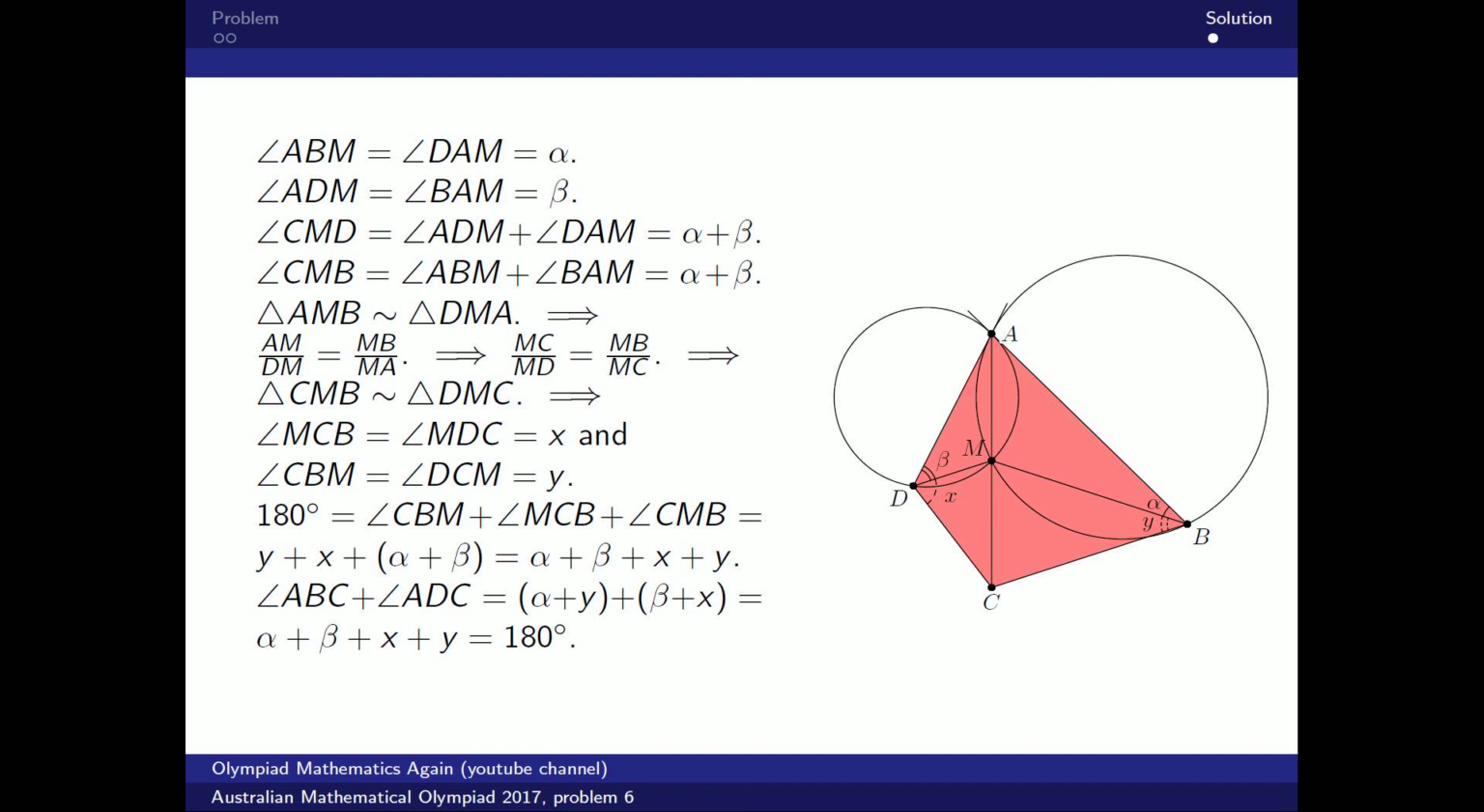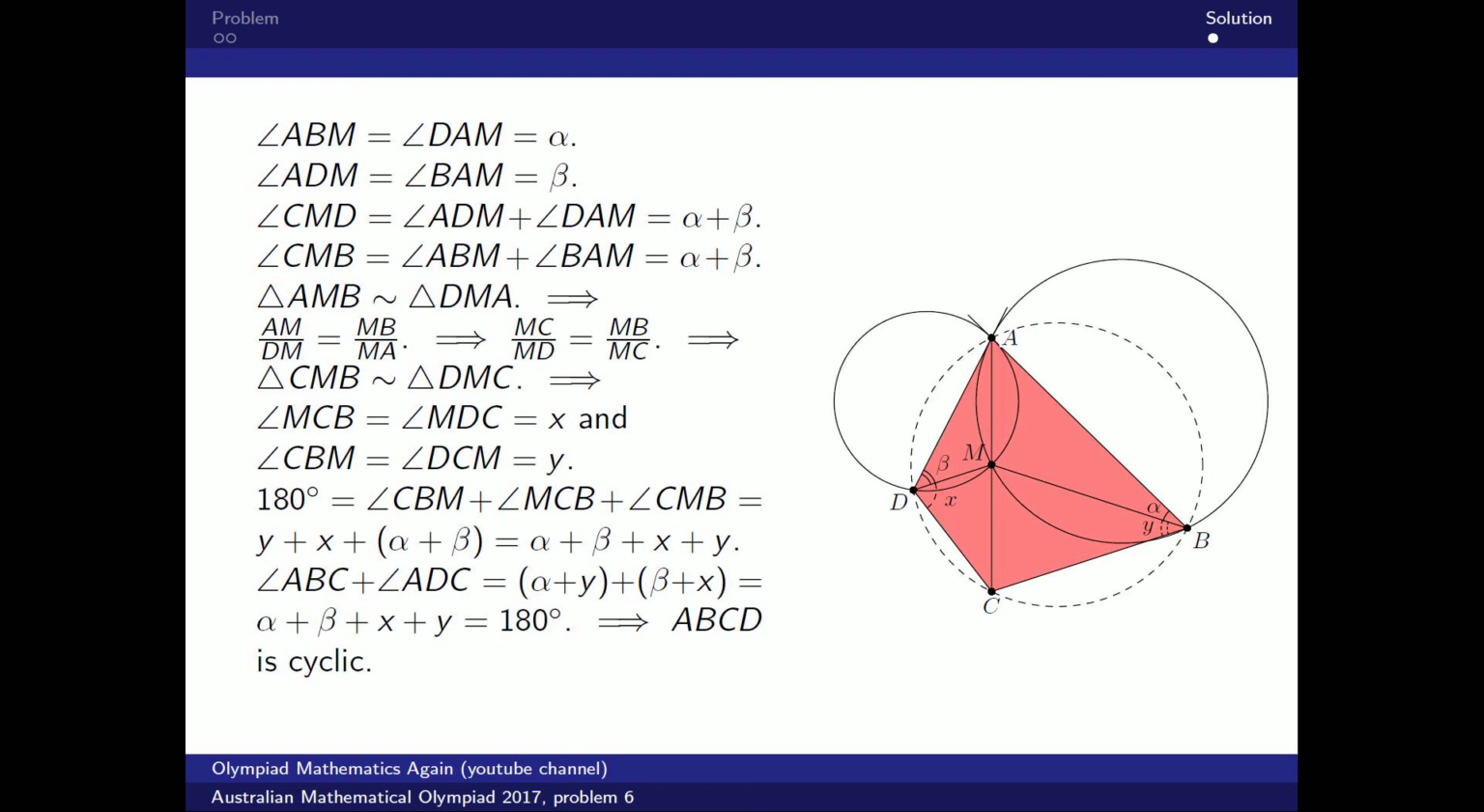So we just proved that the sum of the two opposite angles in our quadrilateral is equal to 180 degrees. This immediately implies that this quadrilateral is cyclic, and these four points A, B, C, and D lie on the same circle. That's it.